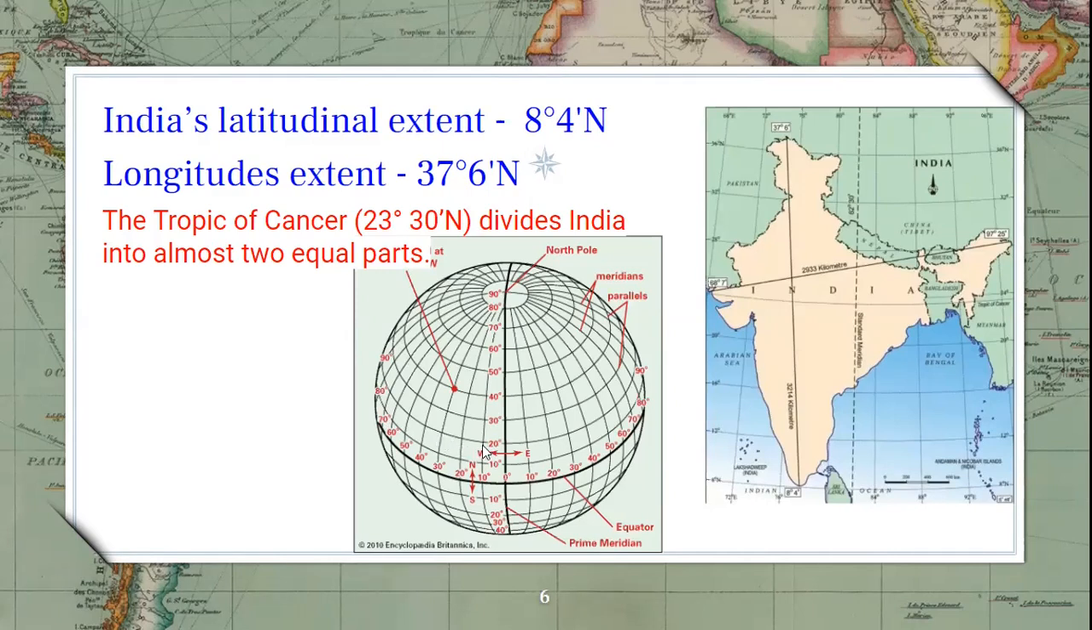The Tropic of Cancer, the latitude line, is 23.5 or 23.30 degrees. That is the Tropic of Cancer passing through India. India is coming under tropic as well as subtropic, because the Tropic of Cancer is passing through this region. This side is known as subtropic, and the southern side of the Tropic of Cancer is known as tropic. From the Tropic of Cancer to the equator region is known as the tropical region. The north side of the Tropic of Cancer is known as the subtropical region. So India has two types of climate, which you will be studying in chapter number 4.